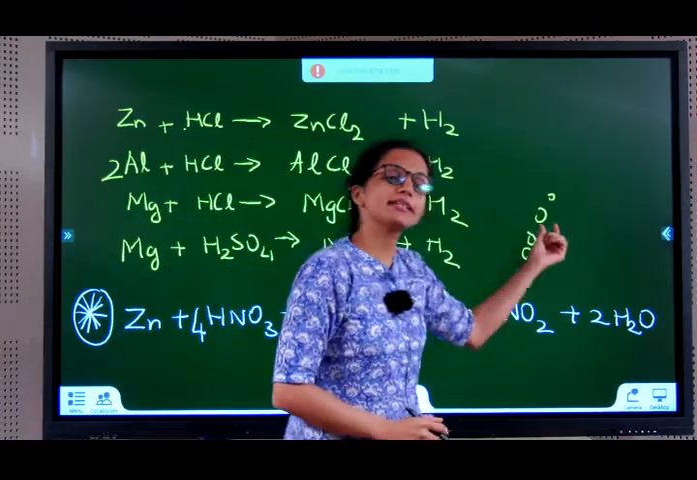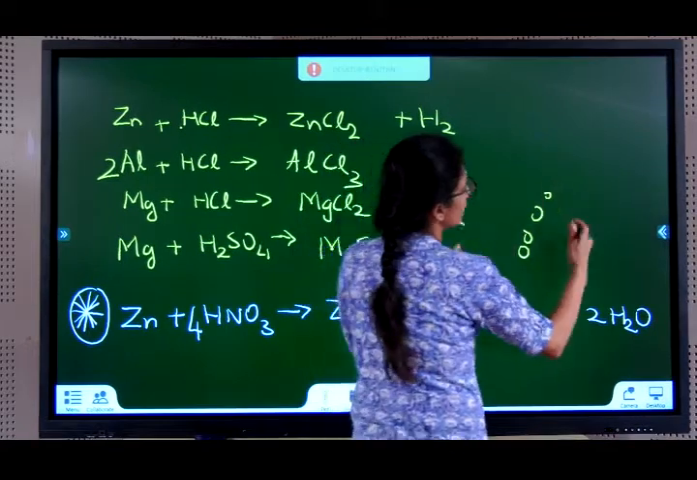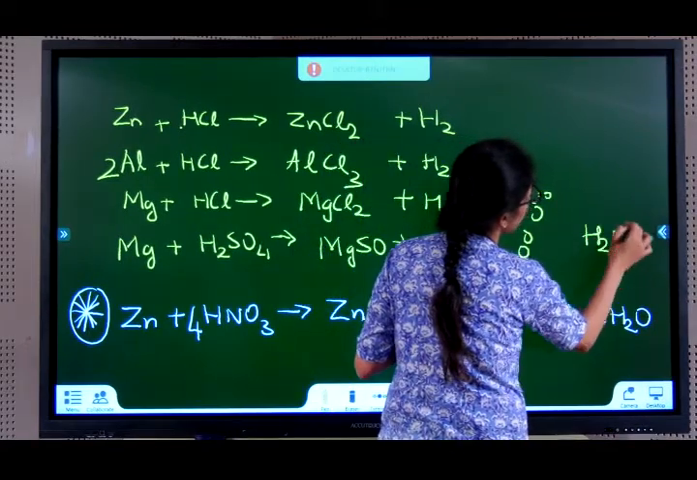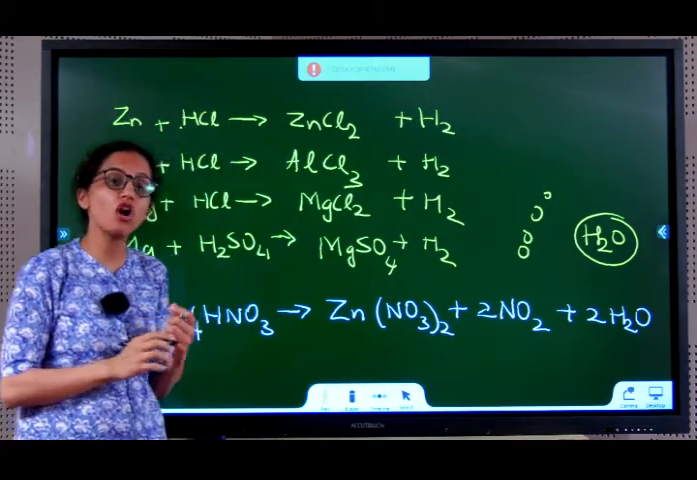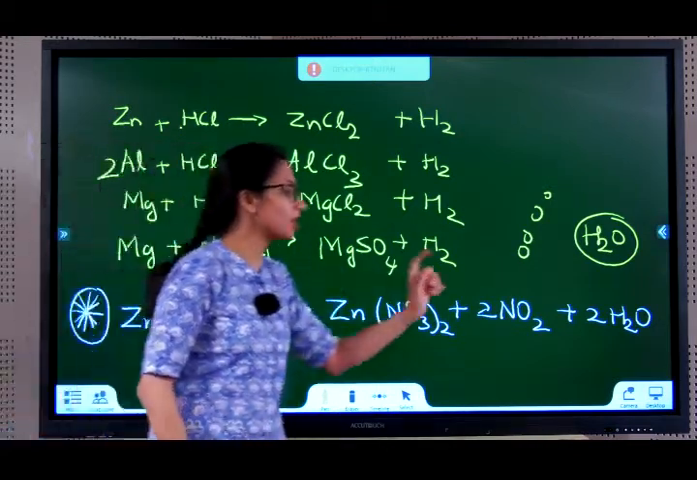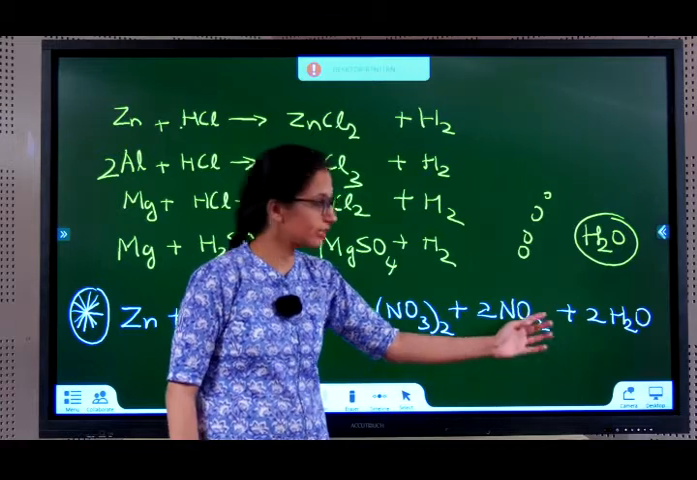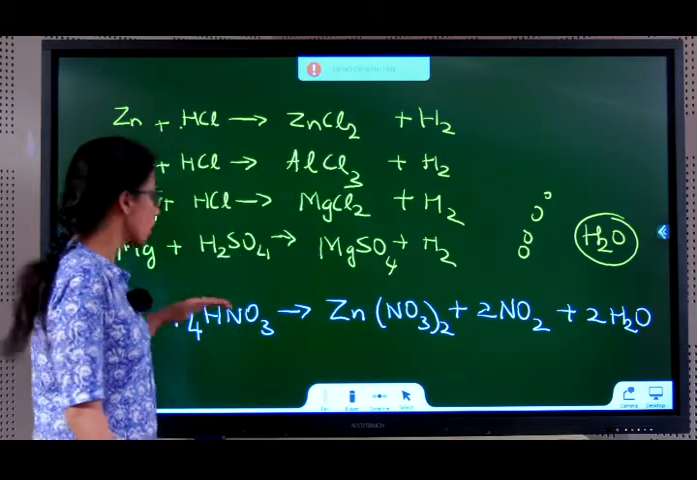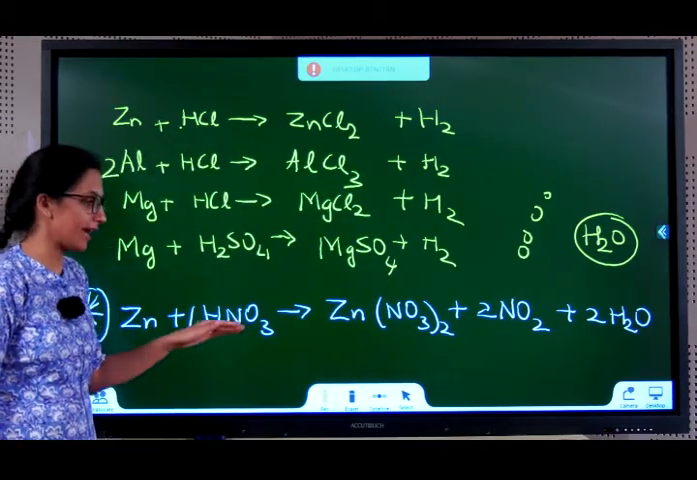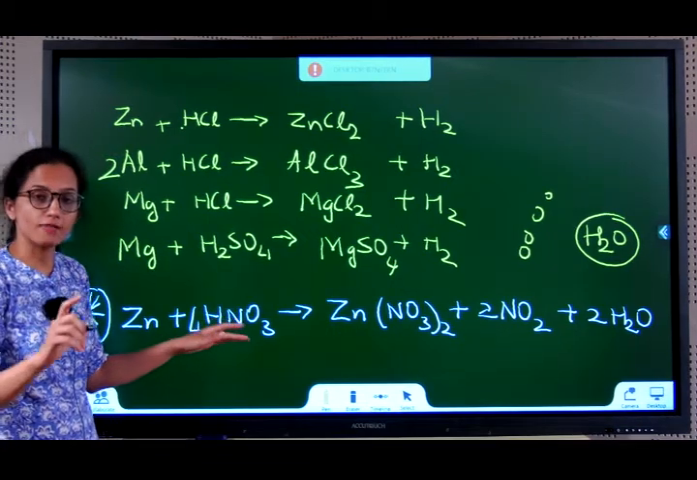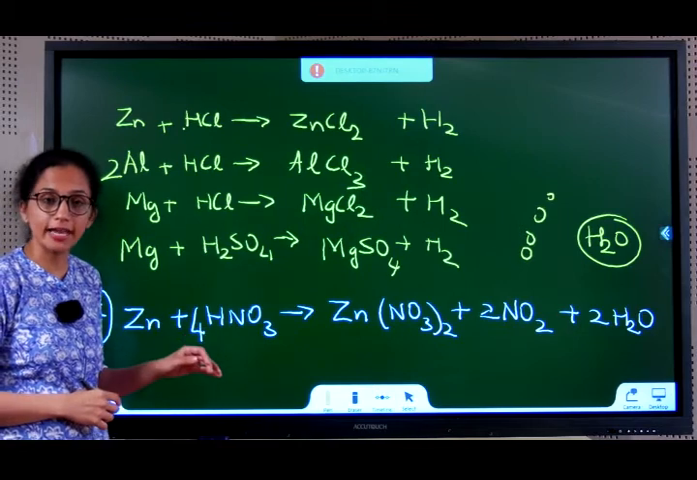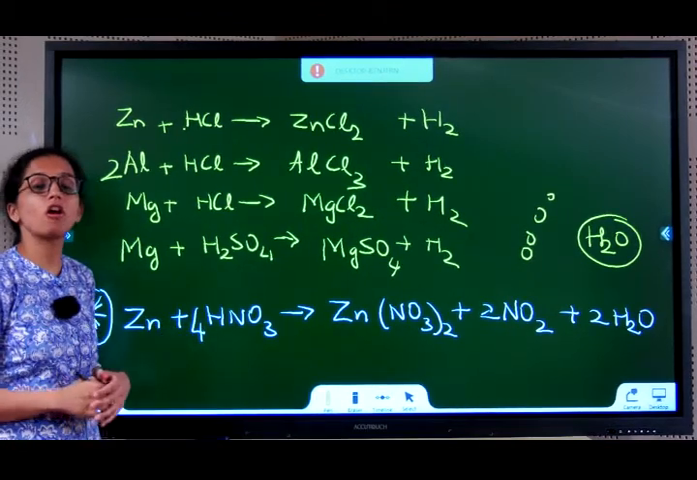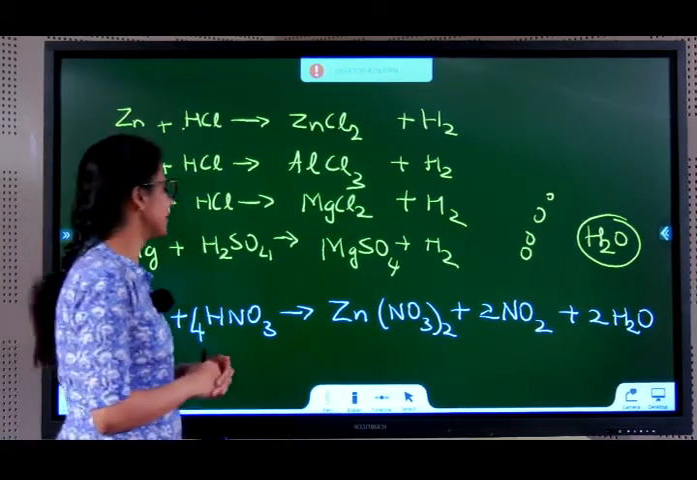It oxidizes hydrogen. H2 reacts to become H2O. It is immediately oxidized to H2O because nitric acid is a strong oxidizing agent. So you will not observe H2 gas coming out alone. Instead, you will find water formed. So when zinc reacts with nitric acid, hydrogen gas is evolved, but because nitric acid is a strong oxidizing agent, the hydrogen is immediately oxidized to water.